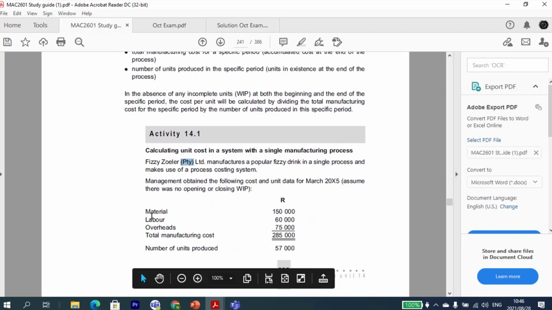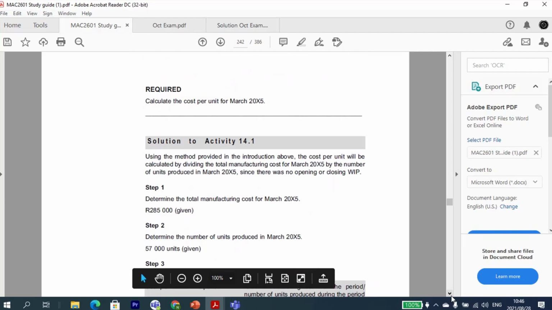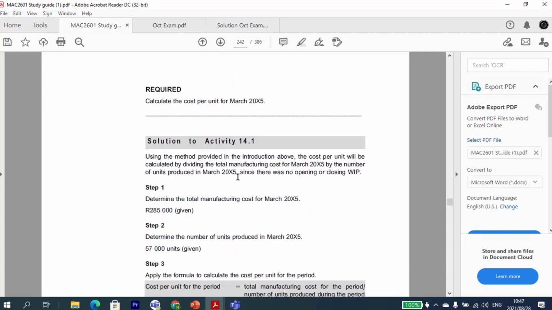So these are the costs. They give you the material, they give you the labor, overheads, and as I've always mentioned, these three make your total manufacturing costs. Then they give you the number of units that they produced for these popular fizzy drinks. It's 57,000. Question comes, calculate the cost per unit for that March.